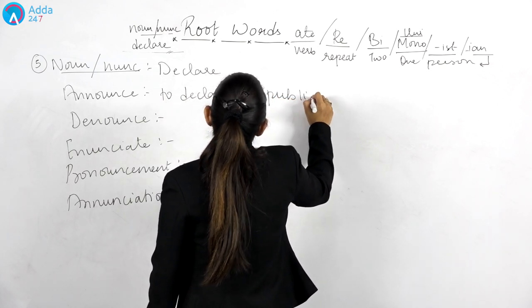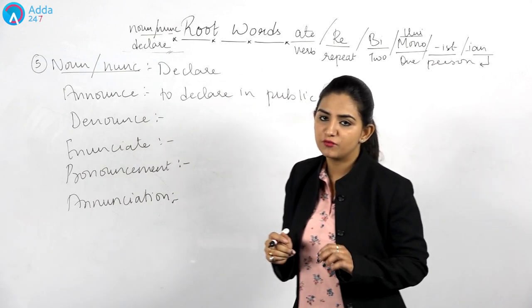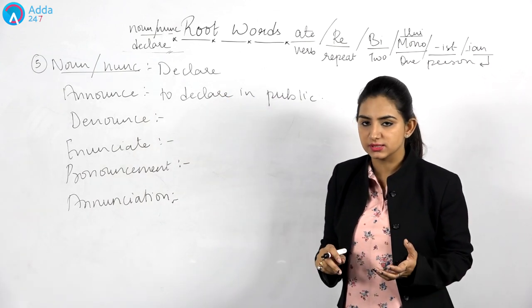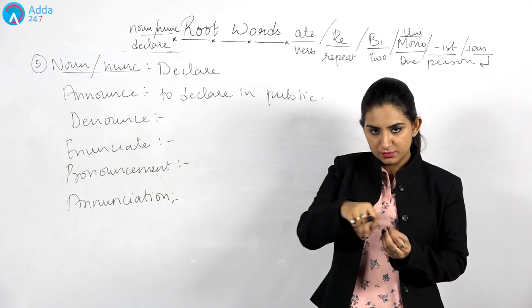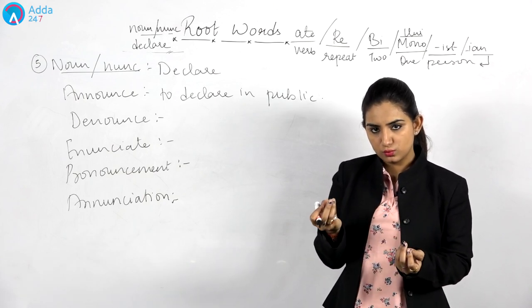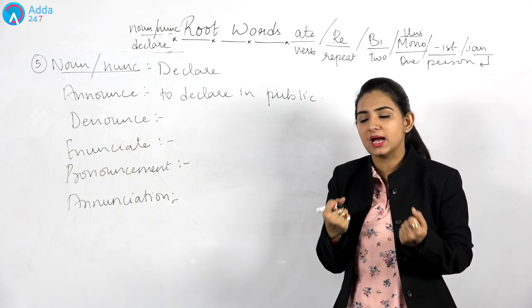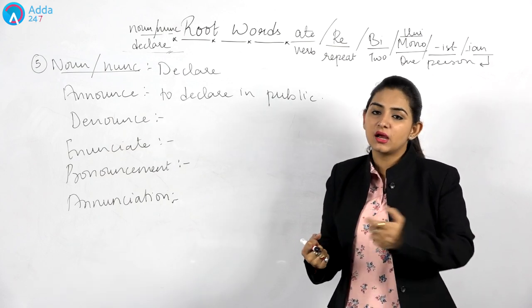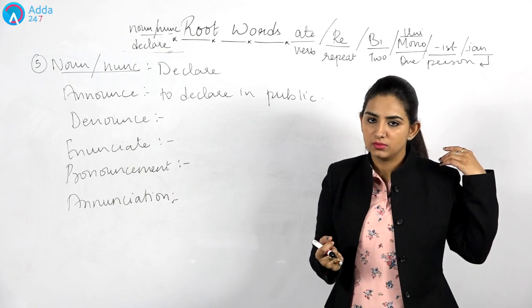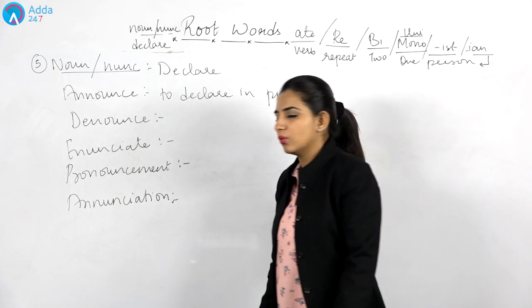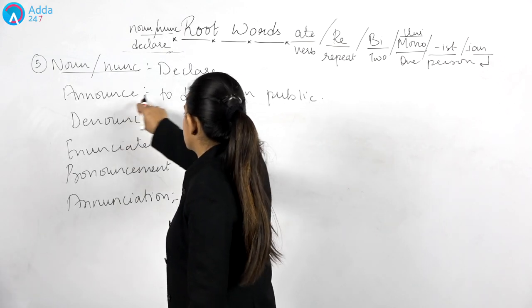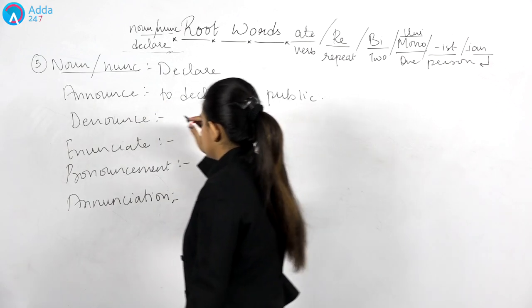For example, if a statement says that the winner has been announced, what do you mean by this? Will the winner be announced between two or three people? Do we do that? No, we don't do that, right? Announcement is generally done among a lot of people. So that is what we mean by announce. Declaring in public is what we mean by announce.